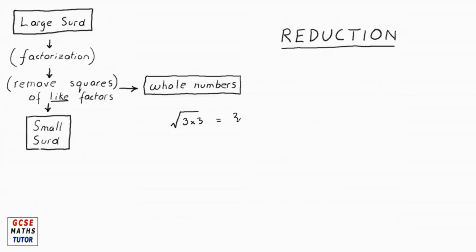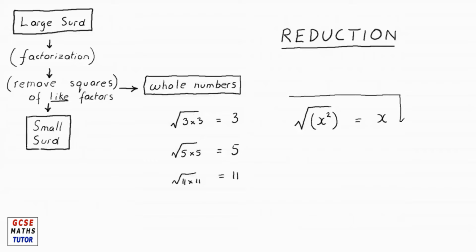the square root of a squared number gives the original number. So the square root of 3 times 3 gives 3, the square root of 5 times 5 gives 5, the square root of 11 times 11 gives 11, and so on. Putting this in general terms, if our number is x, then the square root of x squared is x. It will pay you to know your squares too, so you can readily spot them within surds.